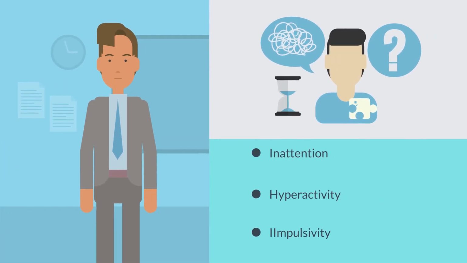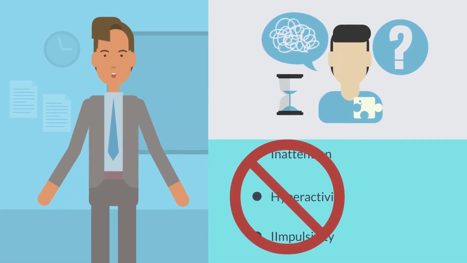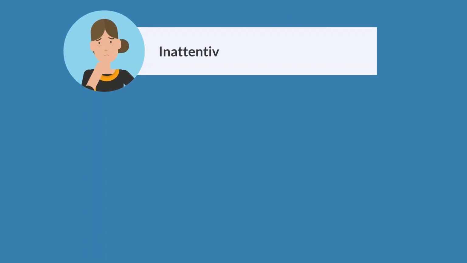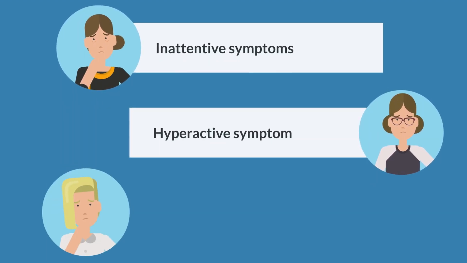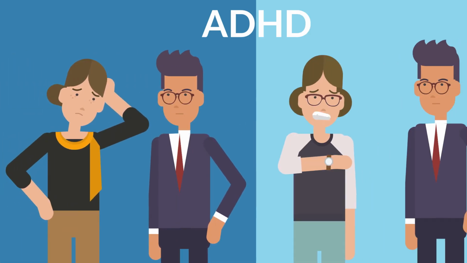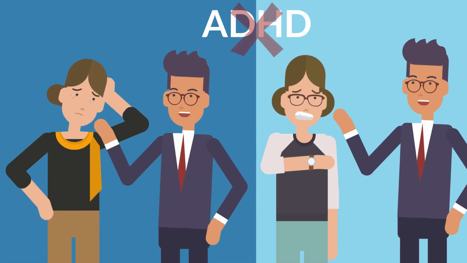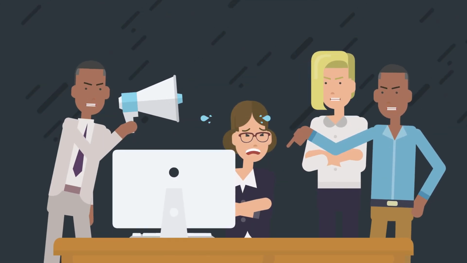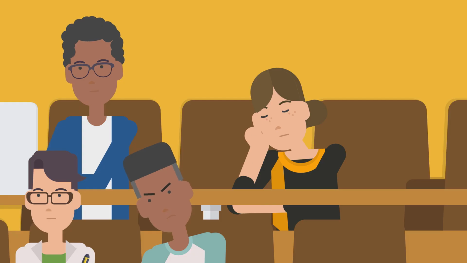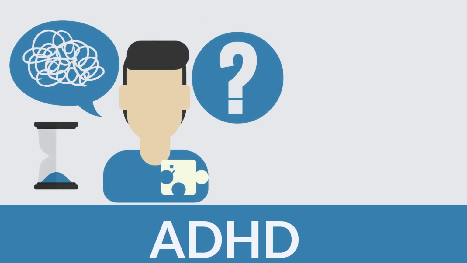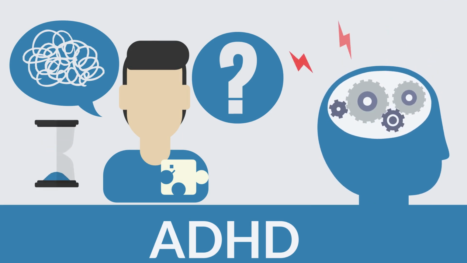It's important to note that not all individuals with ADHD have all three symptoms, and the symptoms can vary from person to person. Some individuals may have primarily inattentive symptoms, while others may have primarily hyperactive impulsive symptoms. Additionally, it's also important to note that having occasional attention difficulties or hyperactivity doesn't necessarily mean someone has ADHD. For a diagnosis, these symptoms must be recurrent, persistent, and cause significant impairment in social, occupational, or other areas of functioning.